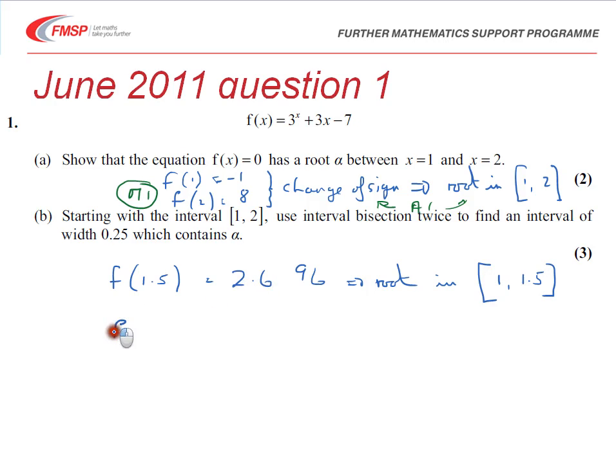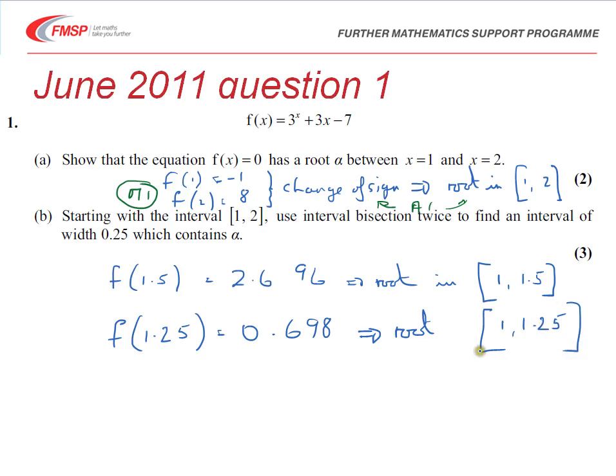So the next value to check is 1.25, the midpoint again, and f of 1.25 comes out to be 0.698, again positive, so that our root is now in the interval from 1 up to 1.25. And that's all that's necessary to answer that second part of the question.